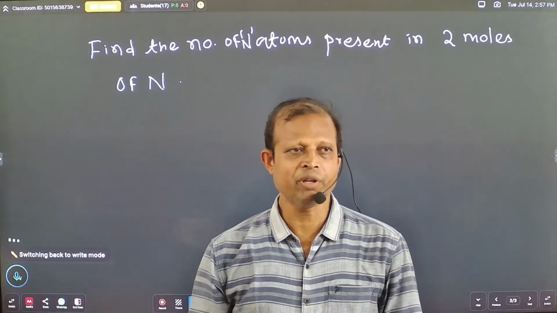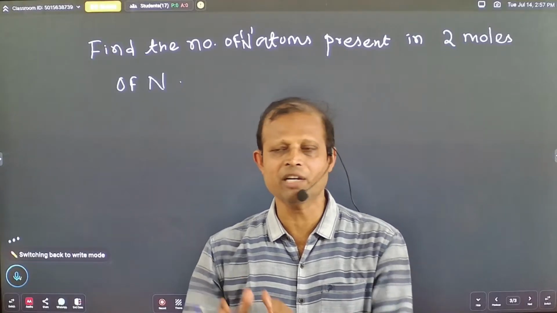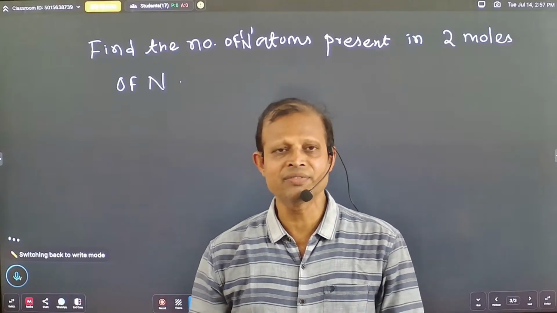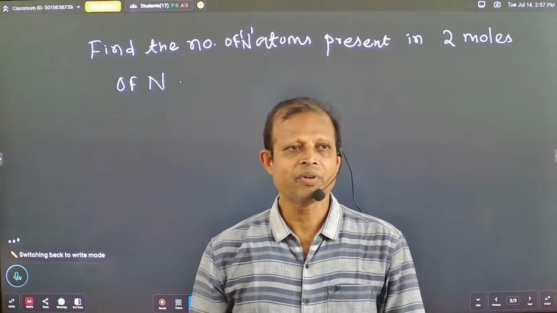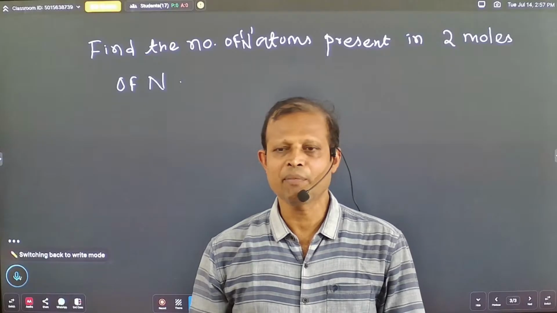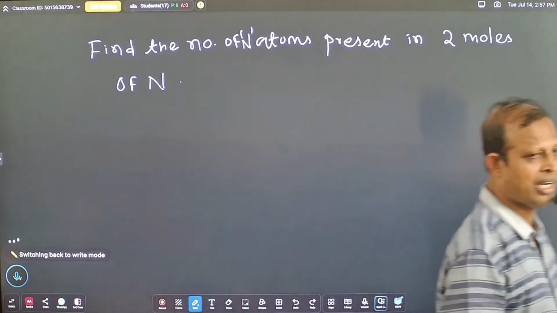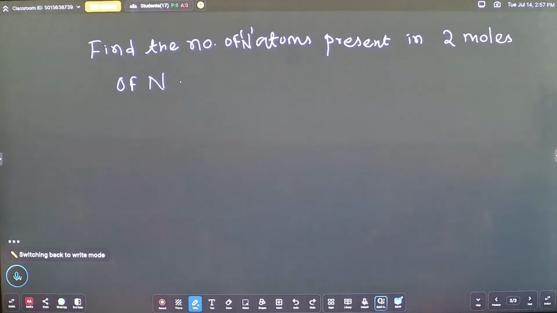Very simple. 1 mole of nitrogen contains how many atoms? And 2 moles of nitrogen contains how many atoms? Apply unitary method and solve it. 1 mole of nitrogen contains 6.022 into 10 to the power 23 number of atoms. Clear or not? So 2 moles contain how many?